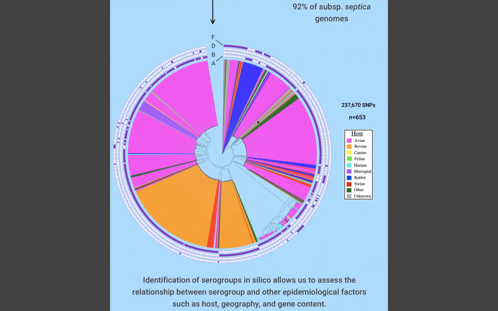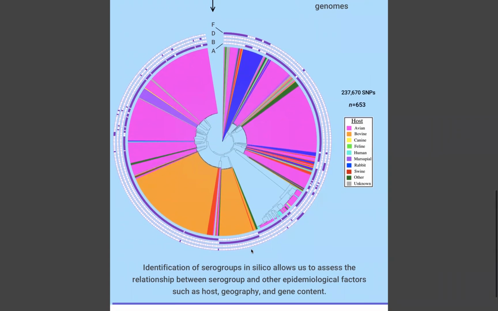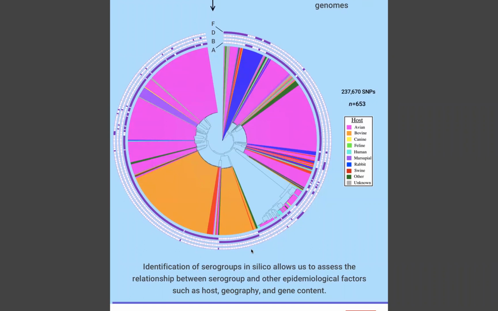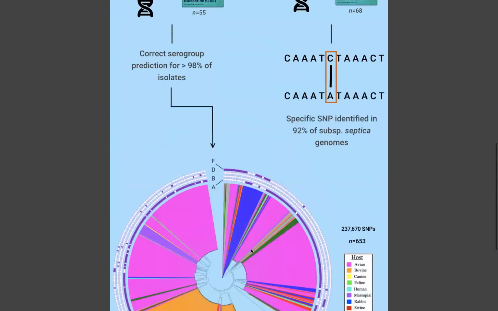In avian hosts, all serogroups were identified. Bovine hosts accounted for almost all of the serogroup B genomes, but serogroups A and F were also identified from bovine hosts. In some cases, it appeared that the serogroup distinction corresponded to SNP differences at the whole genome level, such as with the serogroup F genomes at the very top of the tree and serogroup B at the bottom of the tree. Ultimately, the identification of these serogroups in silico allows us to assess the relationship between serogroup and other epidemiological factors such as host, geography, and gene content.